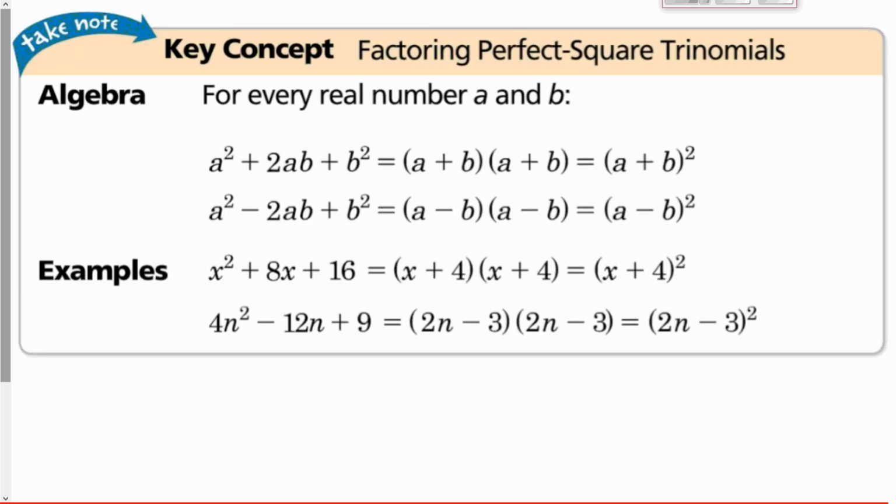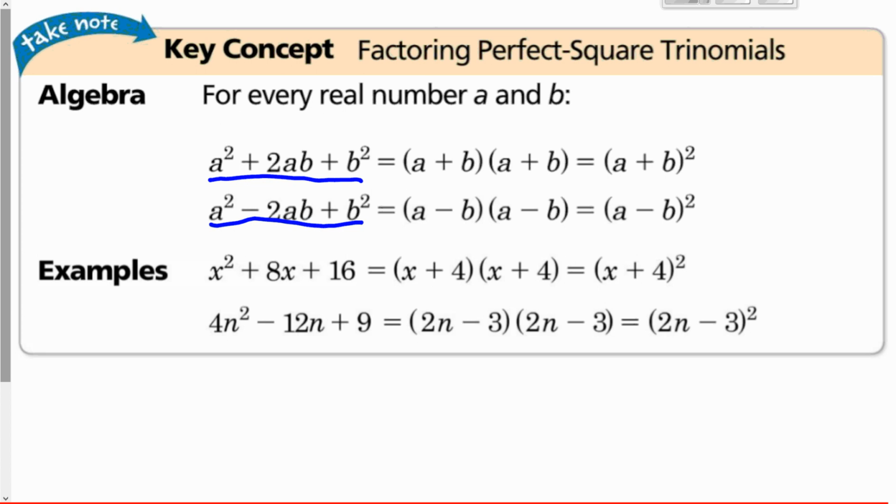And so here are the key concepts. Basically, this is kind of like the formulas. Right? These are the formulas. So if you see something like this, all right, if you see something like this, then you can always factor it to these.